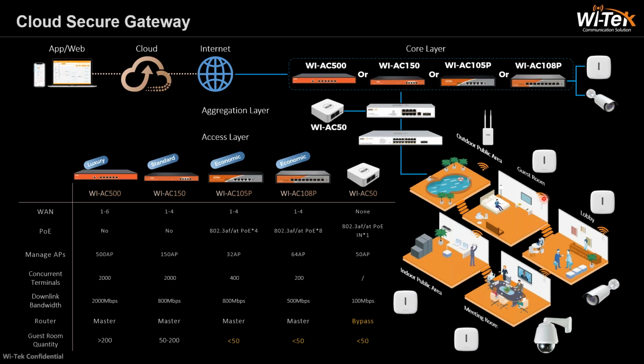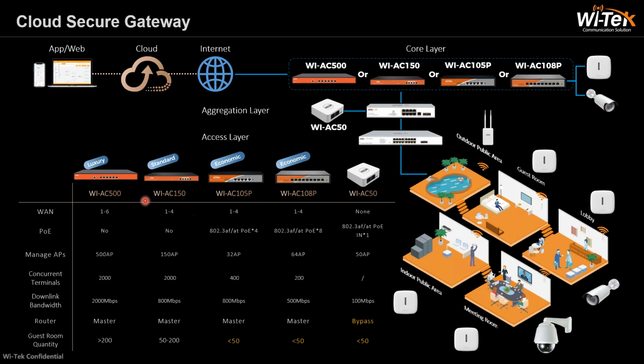This scenario is very suitable for hotel projects. We know that a hotel project has guest rooms, a lobby, a meeting room, and outdoor areas. According to the different functions of the rooms, we can choose a different cloud AP. Like in a meeting room or lobby, we can use a ceiling mount. In outdoor, we use the outdoor type. And in some VIP rooms, we can choose the wall plate models.